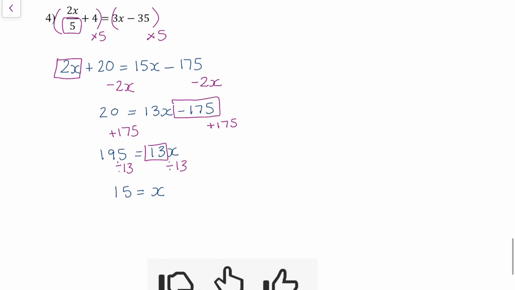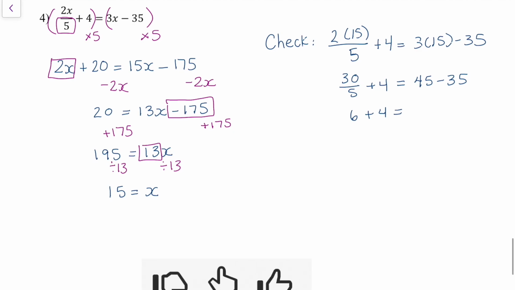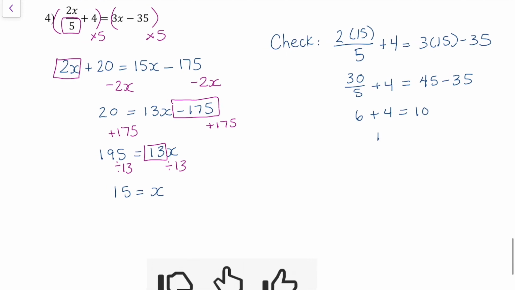And again, we can check by substituting it in wherever I see an x. And we want to make sure both sides equal out to the same thing. So I get 30 over 5 plus 4 equals 45 minus 35. 30 divided by 5 is 6. 45 minus 35 is 10. And 6 plus 4 is 10. So both sides equal out to 10. I know I did it right.